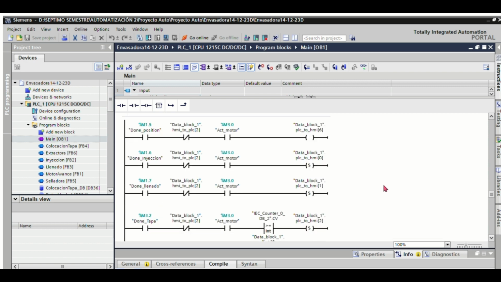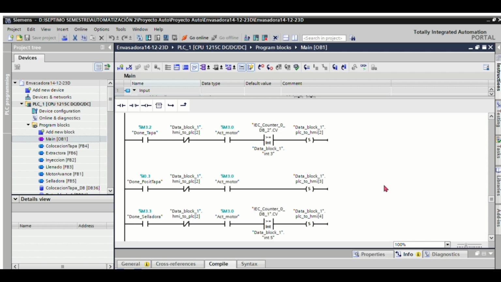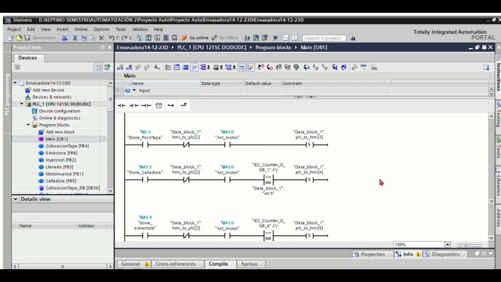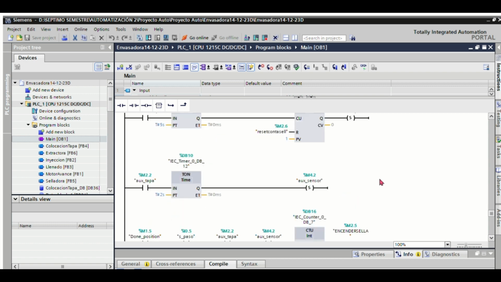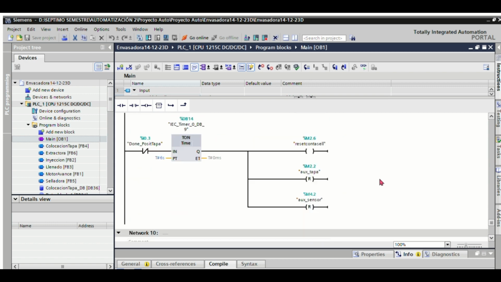The data block 0 is programmed to lock the motor activation. Espacio will stop the motor, and data block 2 will stop the entire process and reset all stages. Then there is a block for HMI simulation visualized and circles indicating the current stage.